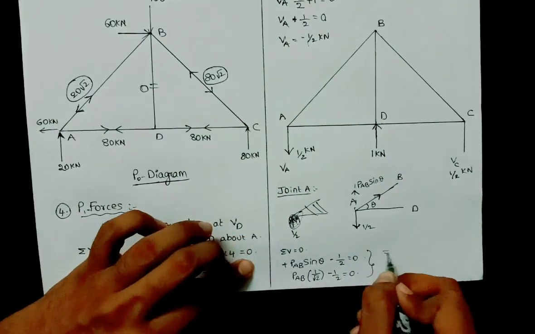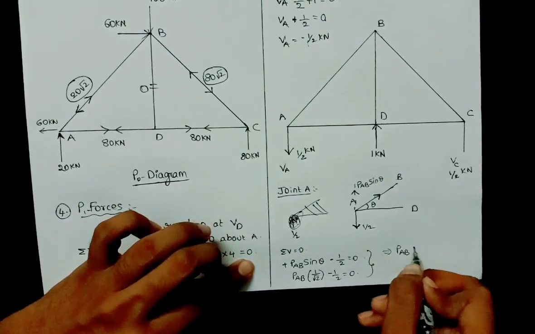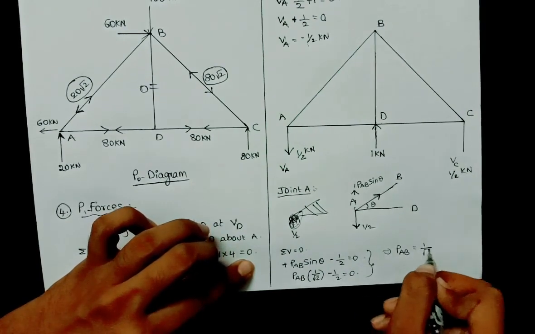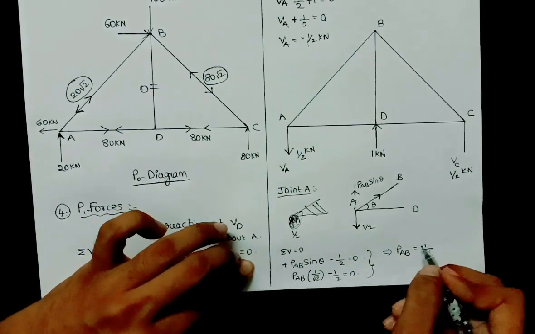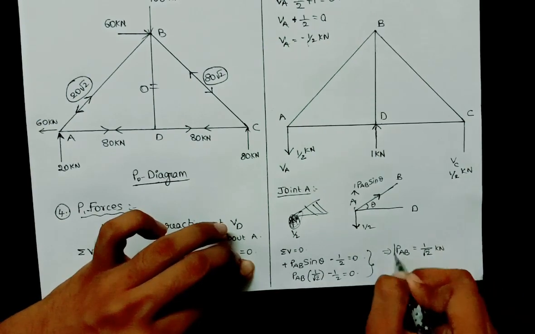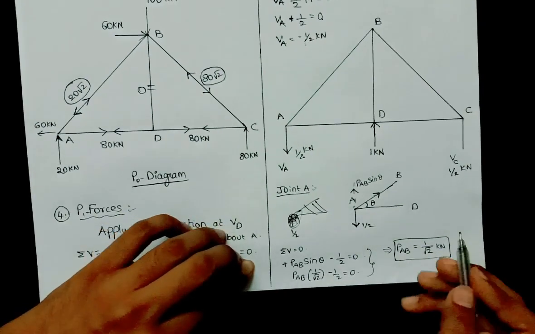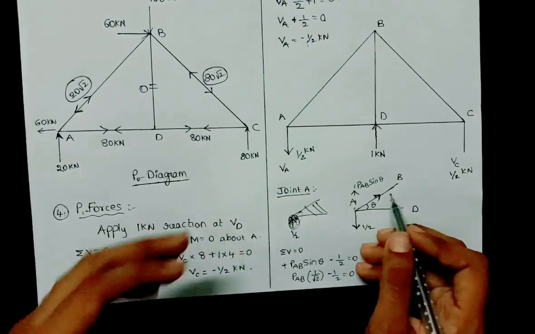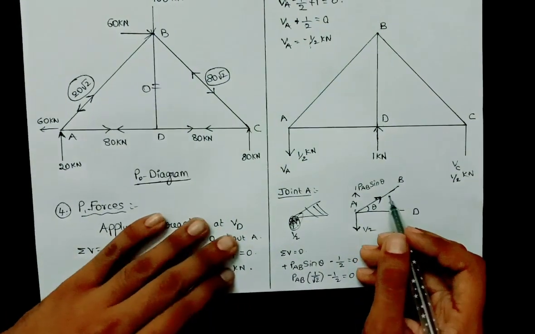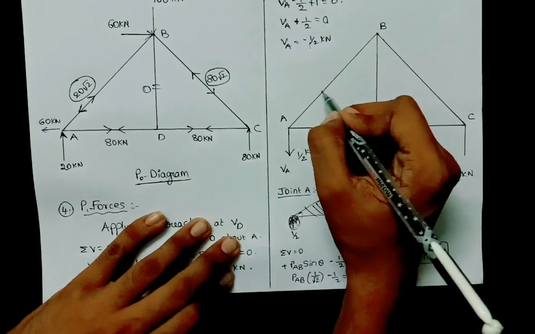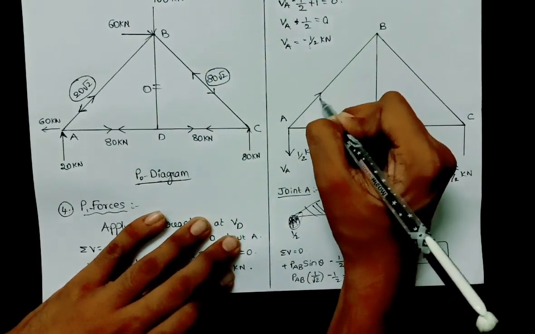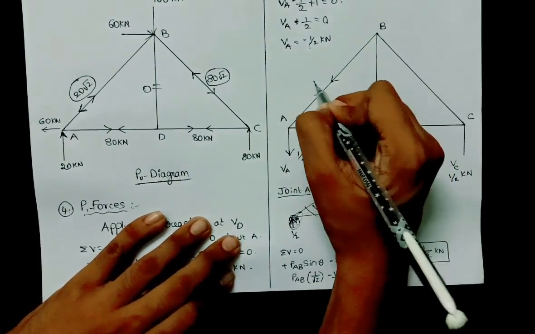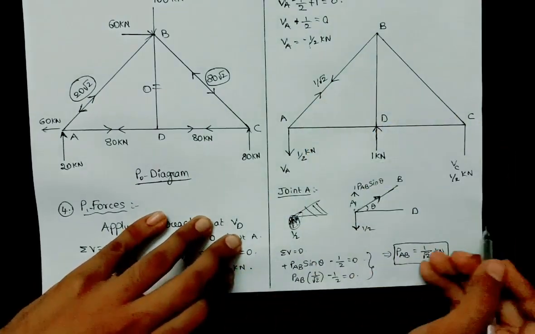So from this we will get PAB equal to 1 by root 2. So PAB is equal to 1 by root 2 kilonewton. So what is the nature of force? This arrow is away from the joint, it is pulling the joint, so it is dragging the joint, so it will be in tension. So this is tensile force 1 by root 2.